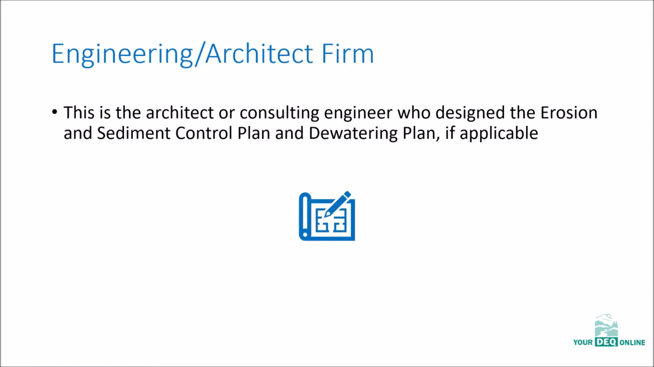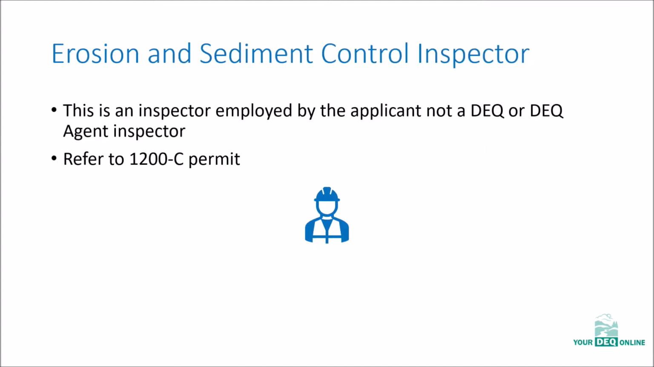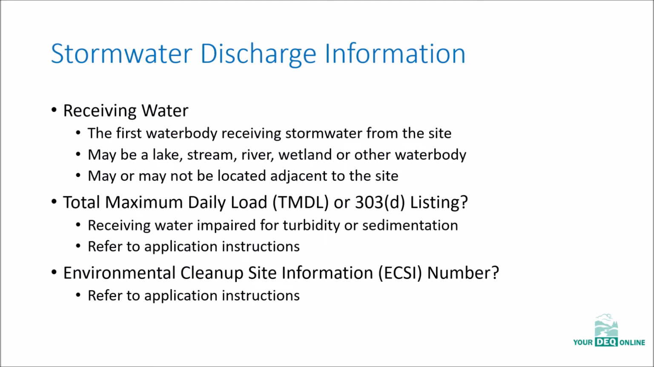Next, you'll add information for the architect or consulting engineer who designed the erosion and sediment control plan and dewatering plan, if applicable. And you'll enter the information for the inspector who performed the erosion and sediment control visual monitoring. If you have questions about who this inspector is, refer to the 1200C Stormwater General Permit. The last information you'll need to input under Basic Info is the stormwater discharge information.